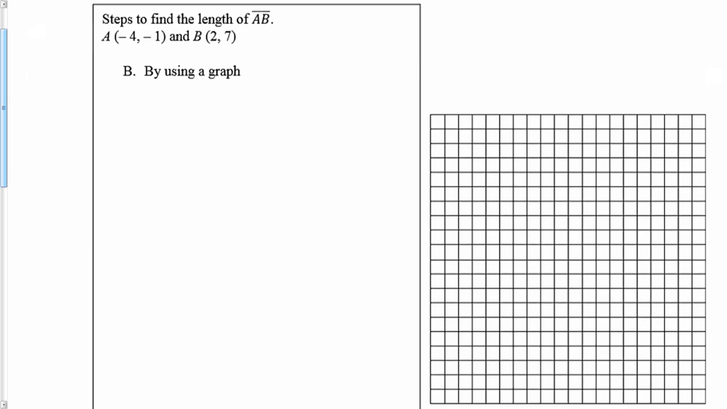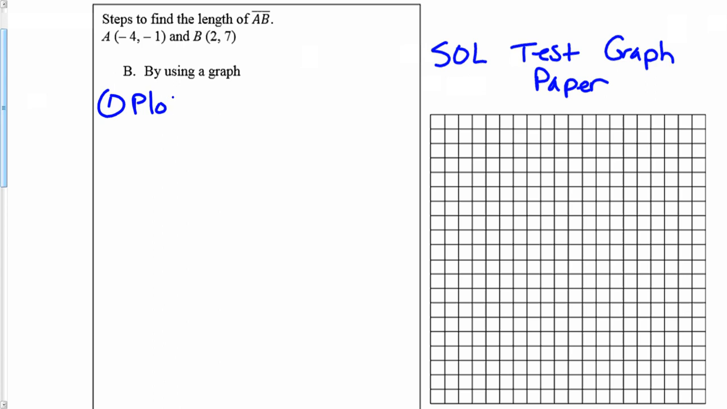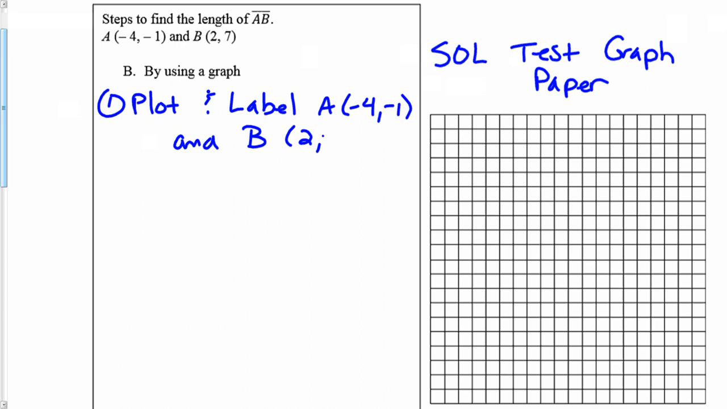Now, if you look at this grid, it's not the most friendly grid. However, this grid is what you will have when you take your SOL test. This is the graph paper. I don't know if you recognize it from last year, but this is the graph paper that you get to use. So what we need to do first, if we're going to use this graph, is step 1, we need to plot and label A, which is at -4, -1, and B, which is at 2, 7.